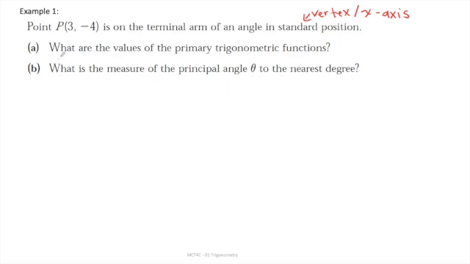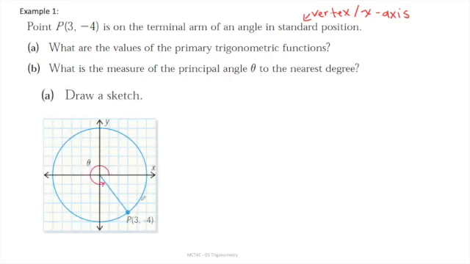Let's take a look at A first. What are the values of the primary trig functions? It would be pretty hard to picture this without a diagram or a sketch, so let's draw it first. Starting at your 0, in standard position, you're going to go 1, 2, 3, and then 1, 2, 3, -4. Then you have that point P(3, -4) on your sketch. Remember that this terminal arm is going to be your radius, and then you're able to set up the rest of your triangle as well.